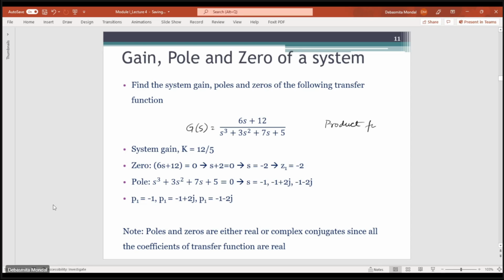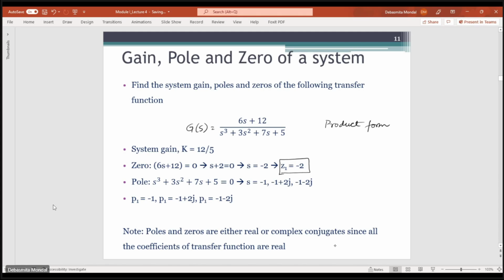So you need to find the roots of both the numerator as well as the denominator, and then from there figure out the gain as well as the poles and the zeros. From the numerator, if you take 6 common, then to determine the zeros of the system, the whole thing goes to 0. So 6s + 12 equals 0, which simplifies to s equals minus 2. So the zero of the system is at z1 equals minus 2.